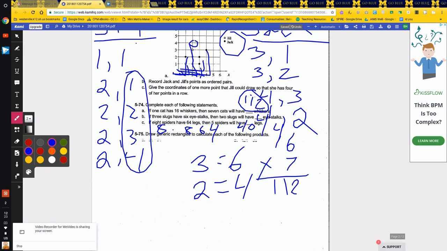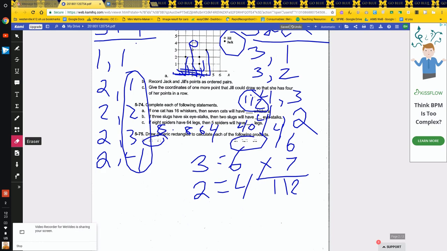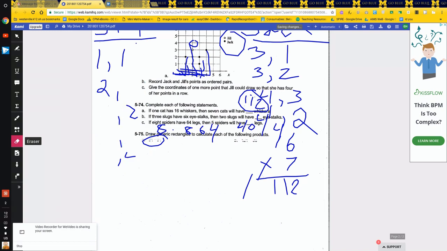All right, so we have to draw generic rectangles to calculate each of the following products. Hopefully you paid attention in class and wrote the products from the board. Our copier didn't like us too much, so I'm going to rewrite them out here. Give myself some room.